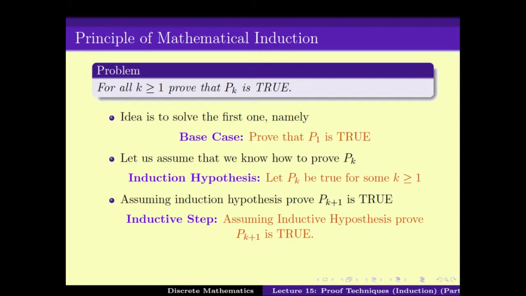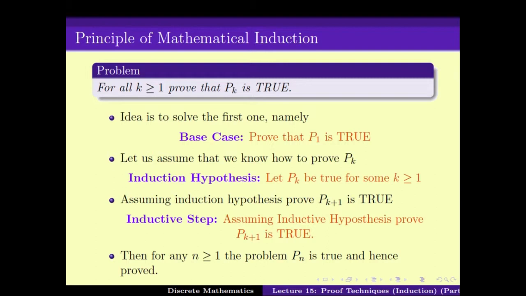Now, these three steps, if you can solve them, then we prove that the whole problem is true. All the three steps are essential. So the steps are basically: P1 is true, then defining the induction hypothesis, and then using the induction hypothesis to prove the next one is true, that is, the inductive step.